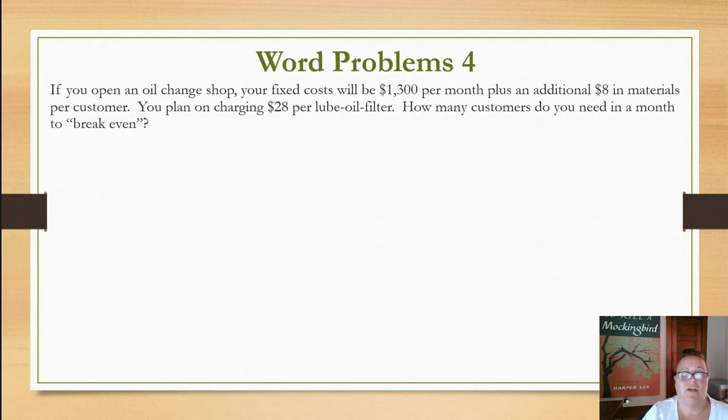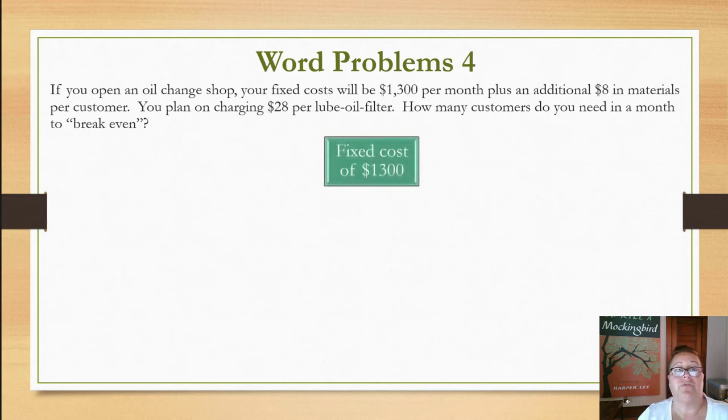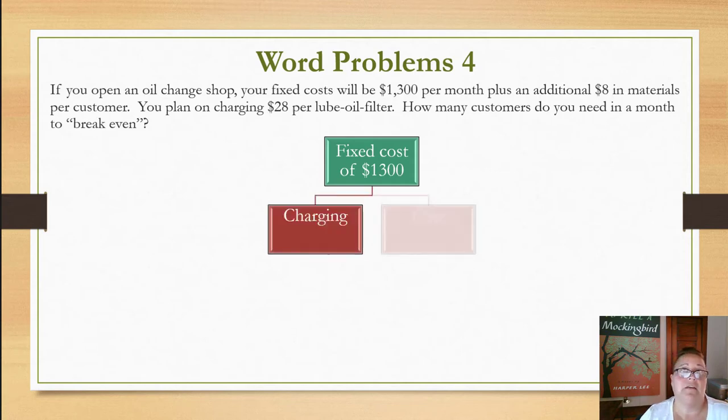Since our fixed costs are $1,300, we will start with our total there. So our fixed costs are $1,300. That means we always have to spend $1,300 to survive in the business. We're going to make $28 per lube oil filter on charging, but it's going to cost us $8 in materials. So if you've got to buy an oil filter, if you've got to purchase the oil, all of those things are a cost to the business.